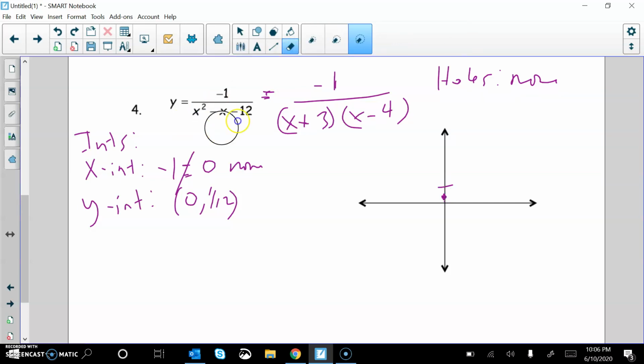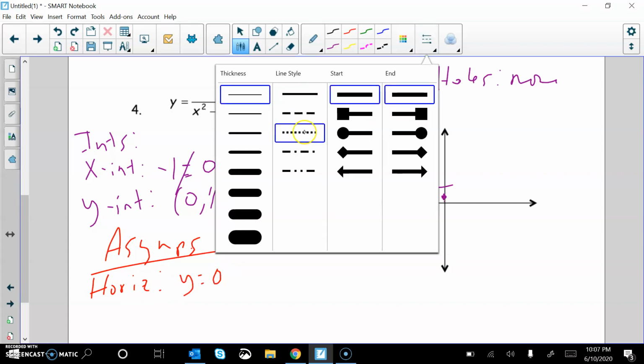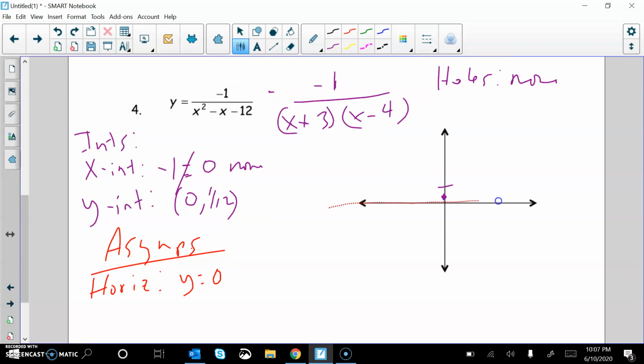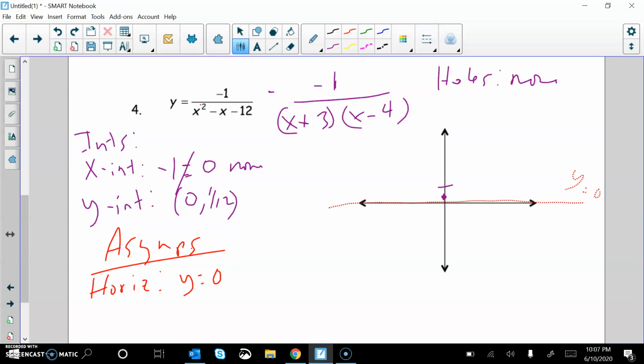Asymptotes. Okay. Let's see what we got going on there. Let's switch the color. Alright, horizontal asymptotes. That's going to be at the line y equal to 0, the x-axis. We know that right away because the denominator has a degree of 2. The numerator has a degree of 0. When the denominator has a higher degree, horizontal asymptote is at the line y equal to 0.